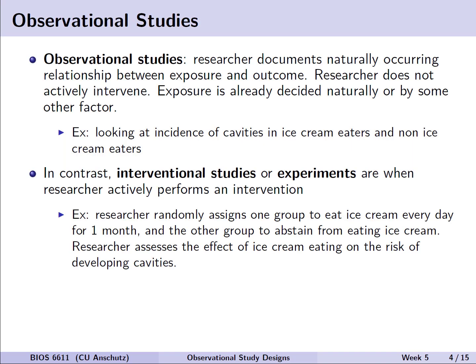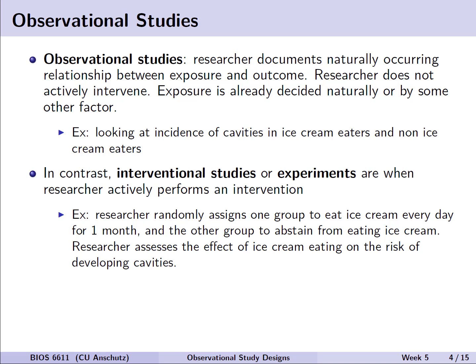So let's start by defining the difference between an observational study and an interventional study. In an observational study, a researcher is documenting some naturally occurring phenomena, so the relationship between an exposure and an outcome. In other words, the researcher is not actively intervening. Exposure is already decided naturally or by some other lifestyle factors or situations. As an example, we might be looking at the incidence of cavities that occur in people who are ice cream eaters versus self-reported non-ice cream eaters.